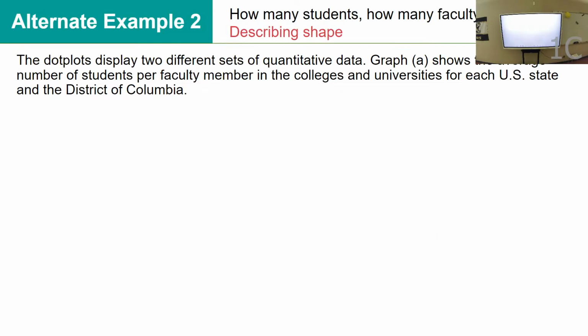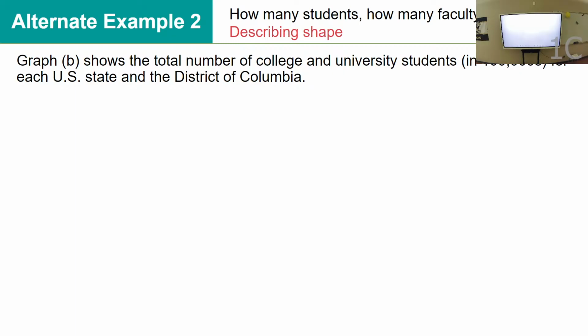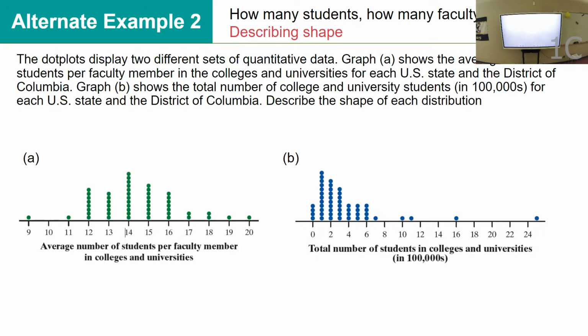Okay. I got two dot plots. The dot plots display two different sets of quantitative data. Graph A shows the average number of students per faculty member in the colleges and universities for each of the U.S. states and the District of Columbia. So my guess is there's 51 dots up there. Graph B shows the total number of college and university students in 100s of thousands for each U.S. state and the District of Columbia. They want us to describe the graph.